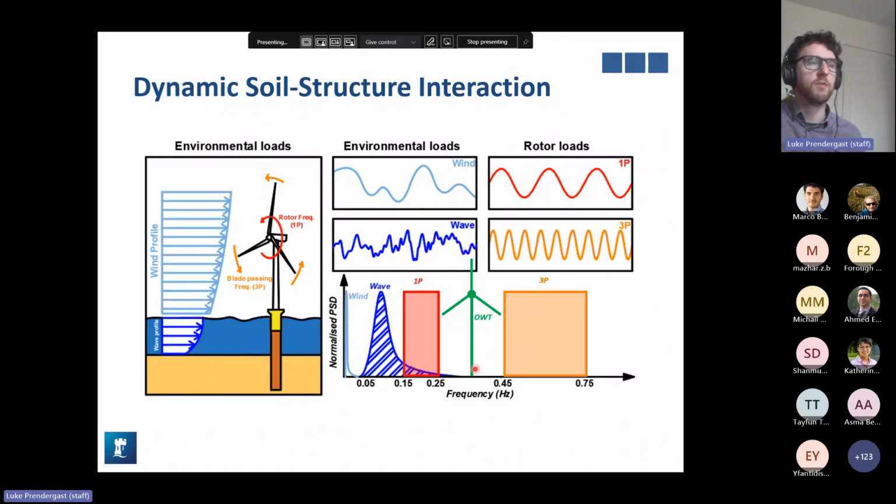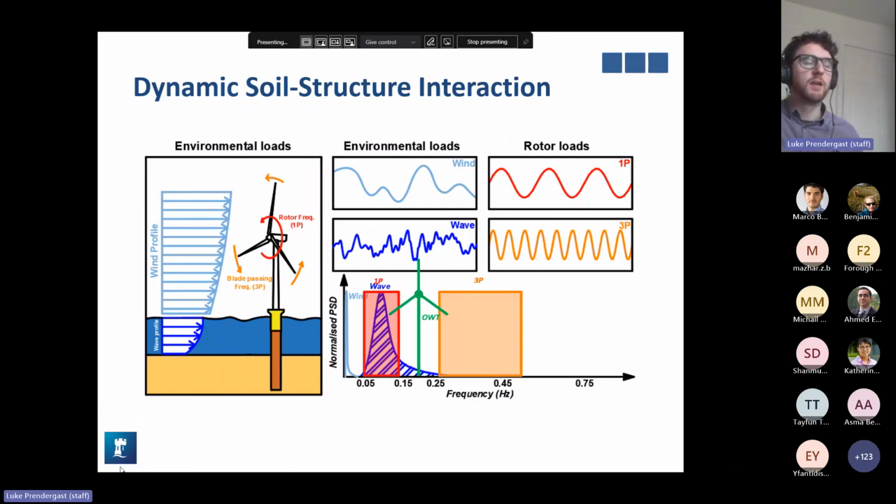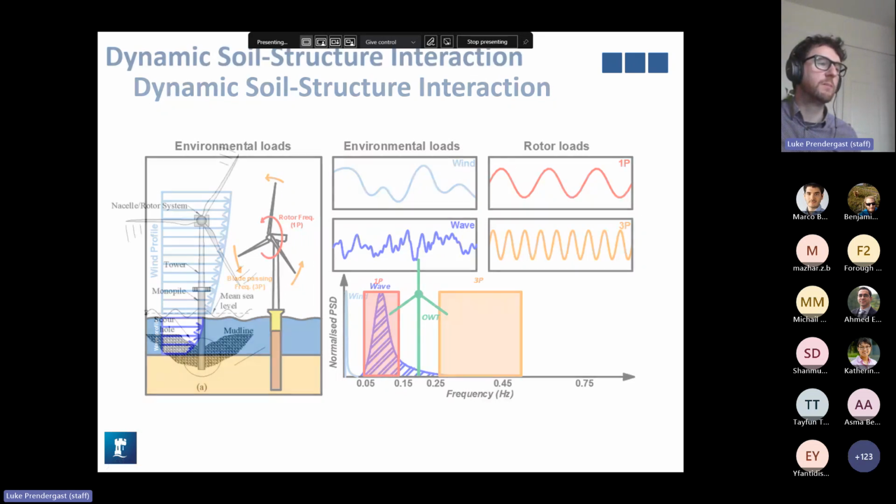And if we look at that on a frequency spectrum, we generally try and avoid the various excitation frequencies by designing our structure to have a natural frequency between our rotor and blade frequencies. But the problem is that as wind turbines get larger, the natural frequencies tend to reduce and all of these various excitation frequencies tend to compress. So we're getting to a critical point now where this is a particularly governing situation.